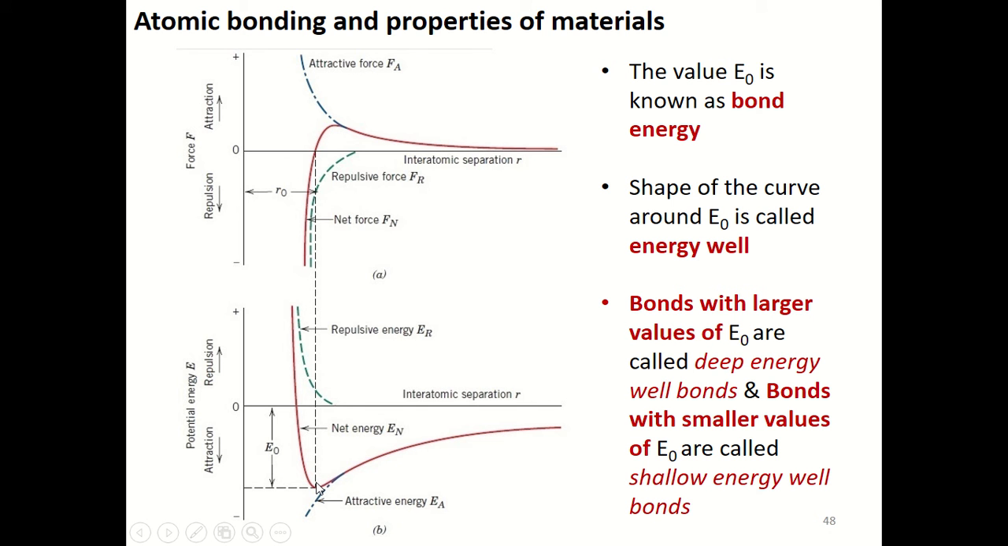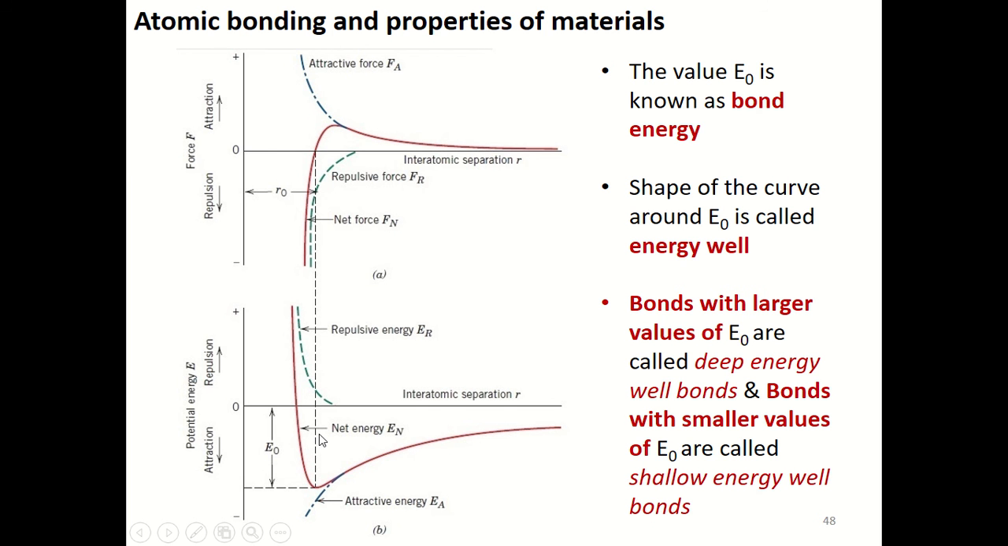We already learned about it, right? The minimum energy that is required to separate the two atoms to larger distances, that is E0, bond energy. The value E0 in this plot is called the bond energy.